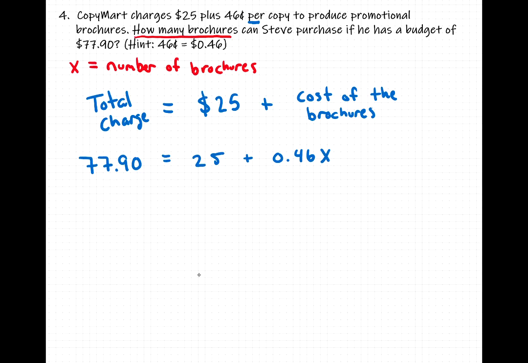All right, so there's our equation: 77.90 equals 25 plus 0.46x. And we have to solve for x, so we have to get rid of the 25 and get rid of the 0.46. Well, let's deal with the 25 first. This is positive 25. The opposite of positive 25 is negative 25. So let's subtract 25 from both sides.